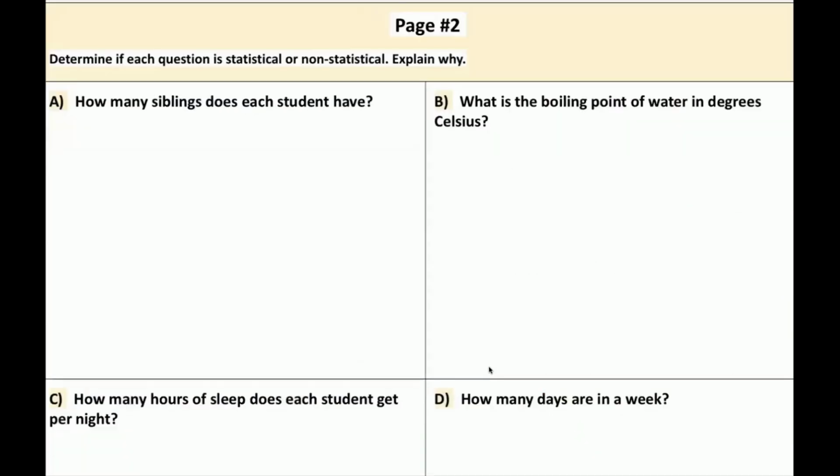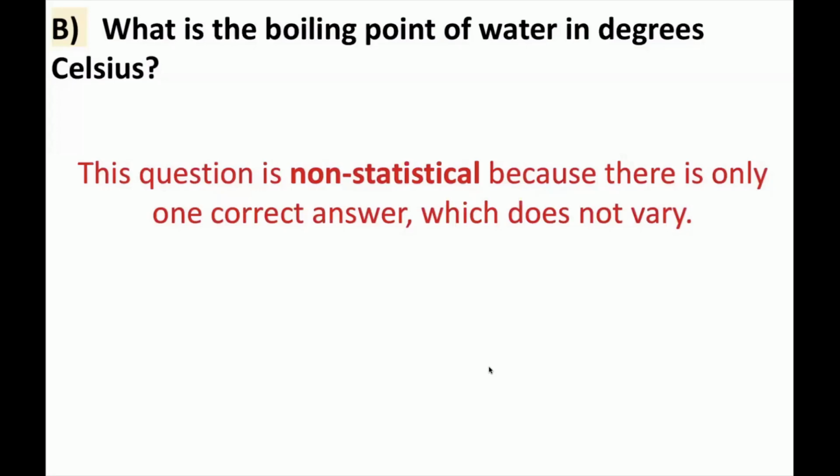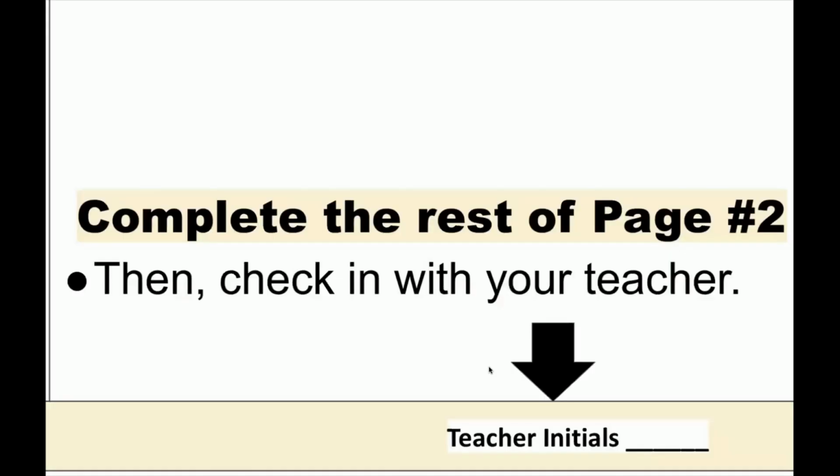Page 2 says, determine if each question is statistical or non-statistical. Explain why. Remember, you can always go back to our notes if you need to. Complete problems A and B on your own, then come back to the video to check your work. Check your work for problem A. Check your work for problem B. Complete the rest of page 2, then check in with your teacher.